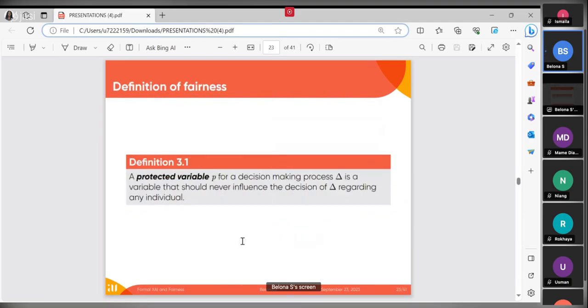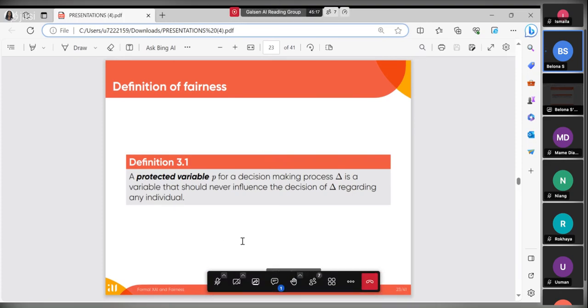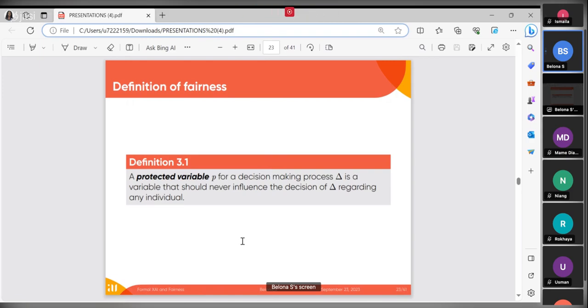Okay, first of all, what is a protected variable? As I just said before, a protected variable is a variable that should not influence the decision making process. In general, when we talk about protected variables, people will think about demographic variables, but in some situations, the protected variable is something different. You just have to look at your data set, or ask people.